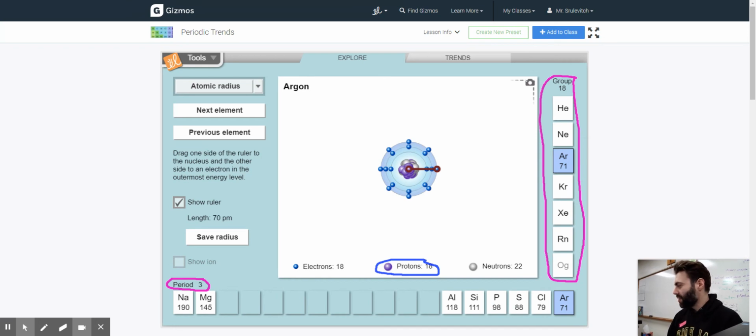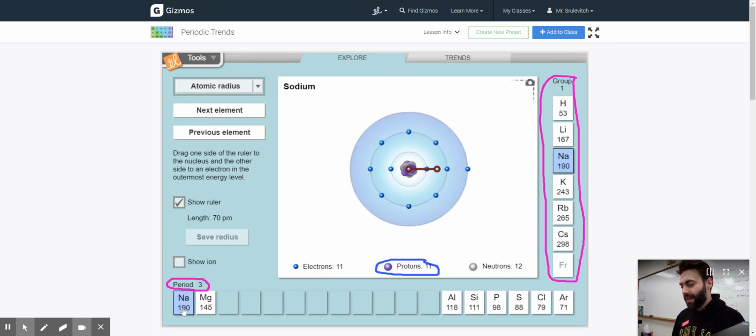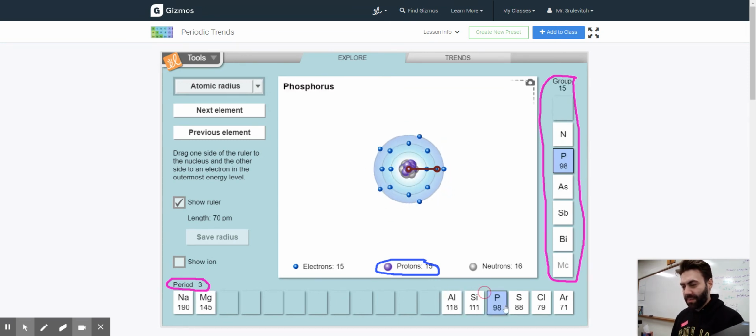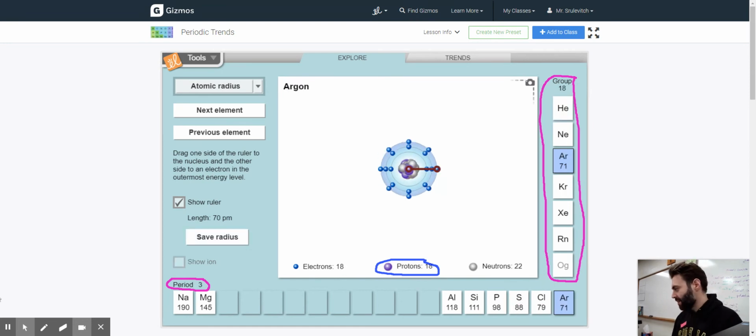So they want you to observe what happens to the radius as you move across a period. So that means from left to right, just like we read from left to right. Sodium, what's happening? Magnesium, what's the trend? What's the pattern that you're seeing, that you're noticing? Okay. And then I want you to, in complete sentences, explain why this trend occurs.